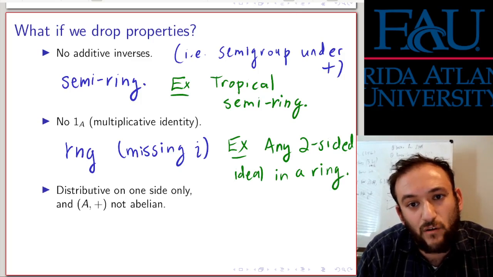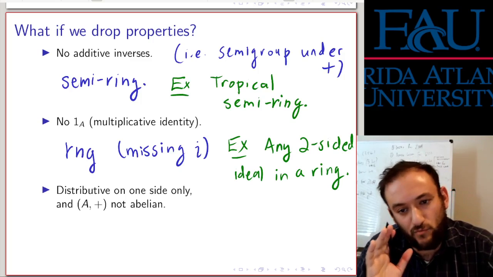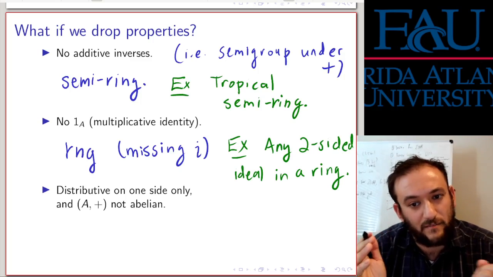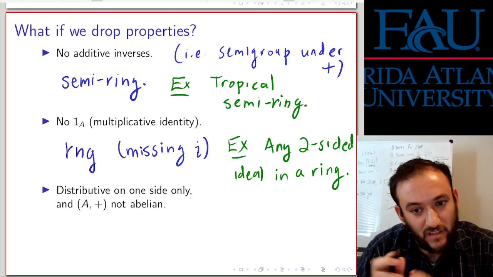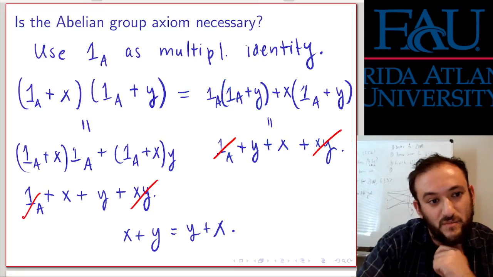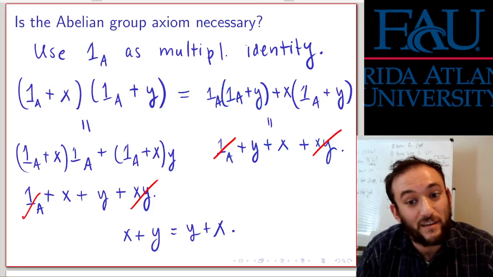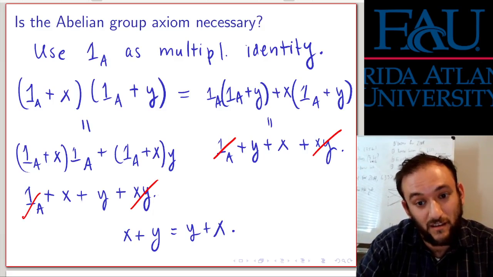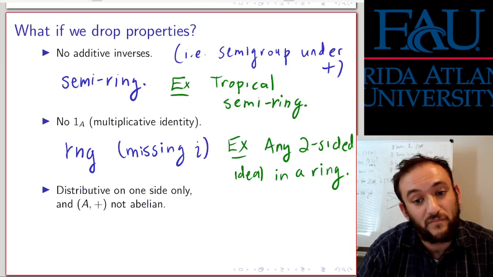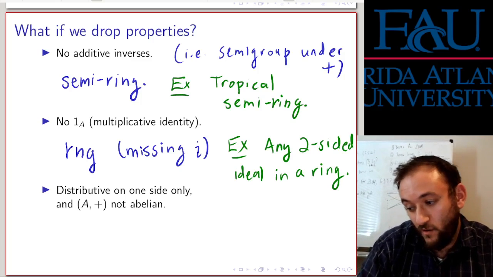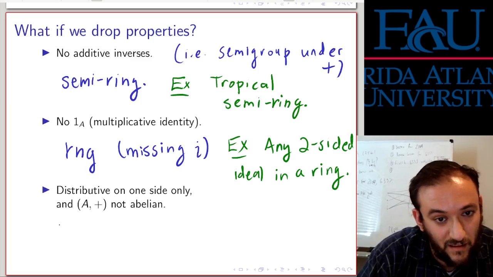What if you say that the multiplication has to distribute only on one side and not on the other side, and that the group with addition is not abelian? When we did this proof up here, we used the fact that we distribute on the left and the right to prove that the group under addition is abelian. But if we're only distributing on one side, the group isn't necessarily abelian. Well, what you get when you do that is called a near ring.